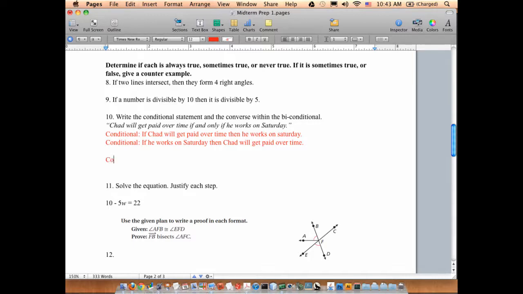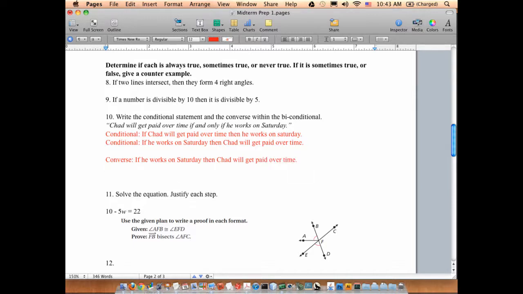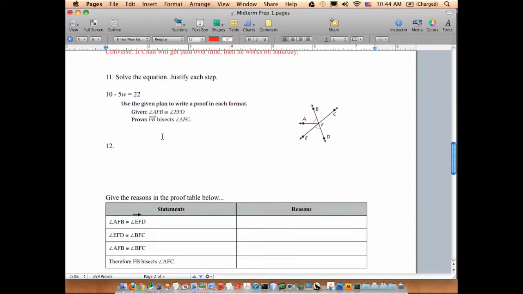The converse for the first conditional I just wrote would be if he works on Saturday, then Chad will get paid overtime. That would have to be the converse if you used this as the conditional. Does that make sense? If you used this as the conditional, then what would the converse be? If Chad gets paid overtime, then he works on Saturday. And those are the conditions.